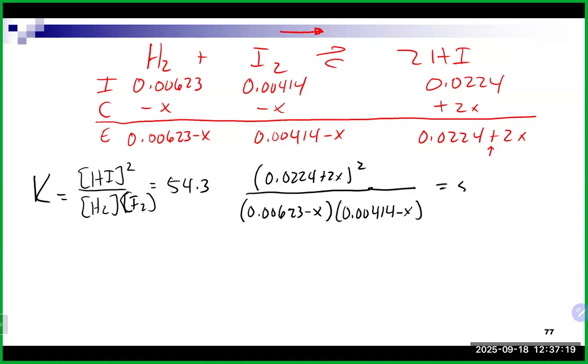And again, that's going to equal 54.3. So to answer an earlier question, this is not a perfect square, so you cannot square root both sides here. You do need to factor everybody out and then multiply it across. So let us do that. Shall we see how our math goes here?